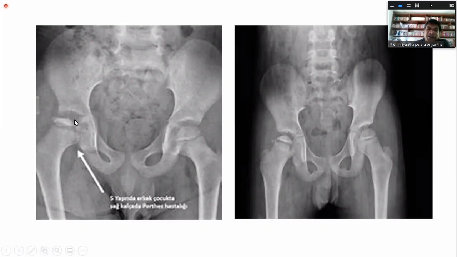So there are Perthes calipers, non-weight bearing calipers, right? Bed rest is the most important thing, and keeping the head of the femur within the acetabular cavity. Okay.